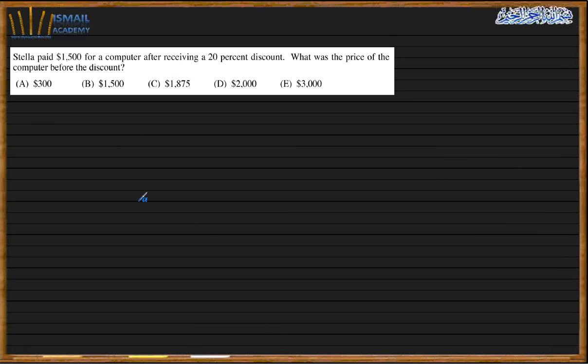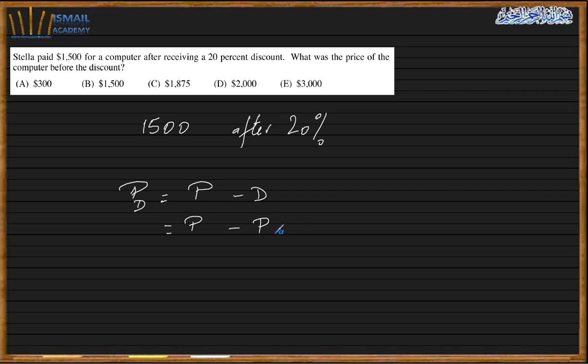Still I paid 1500 for a computer after a 20% discount. So what is the price of the computer before the discount? So we know the price after the discount. The price after the discount is the price before the discount minus the discount, and the price before the discount is unknown. But we know that the discount is the price before the discount times the rate of discount, which is 20%.